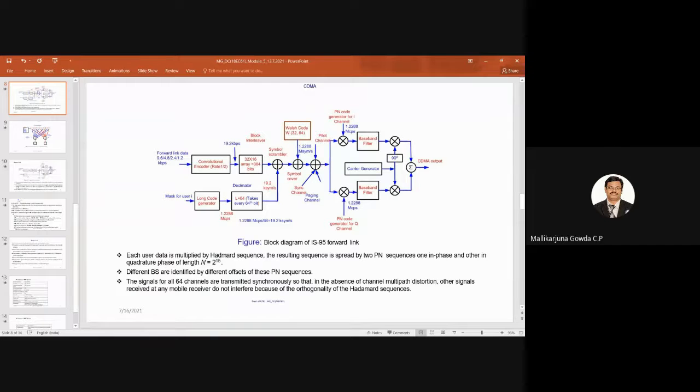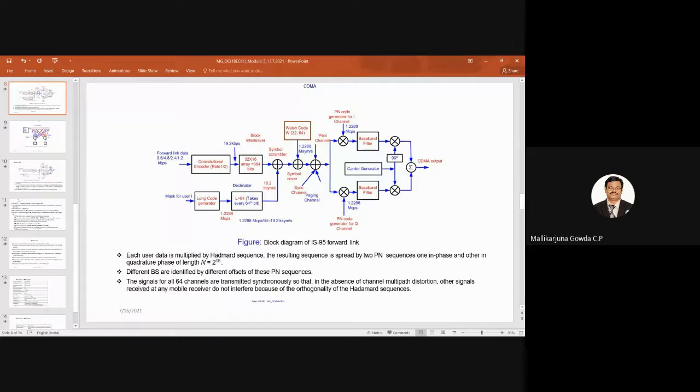A major advantage of CDMA over any other multiple access method is that the entire frequency band is available at each base station. That is, the frequency reuse factor, which we denote by the letter N, is equal to 1. Means every base station, in every cell, uses the same frequency. So the users are differentiated by the use of a unique pseudo-noise code.